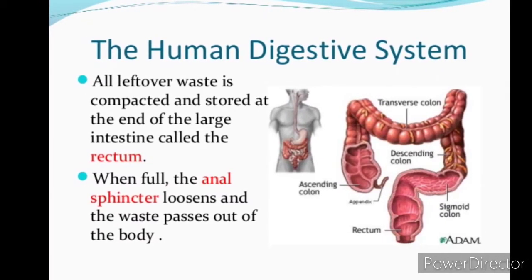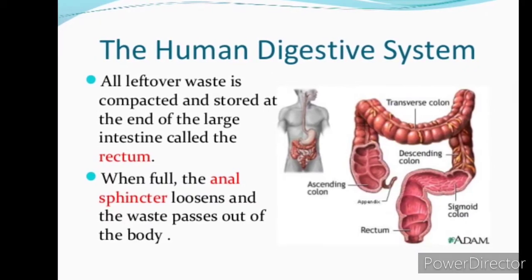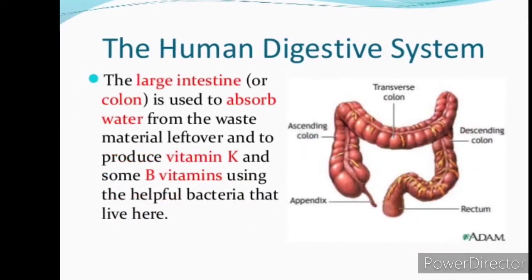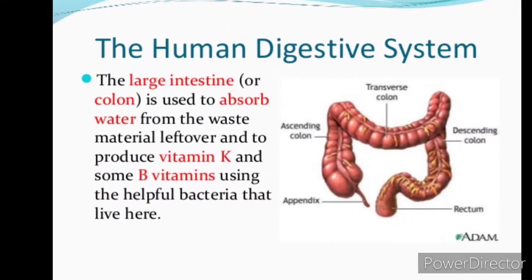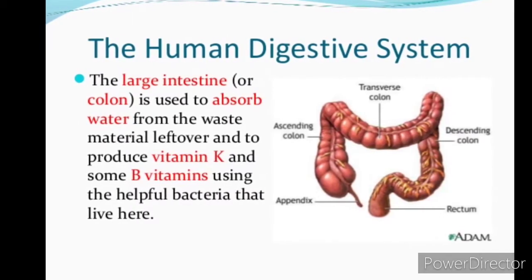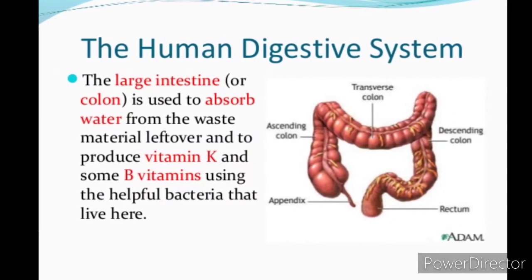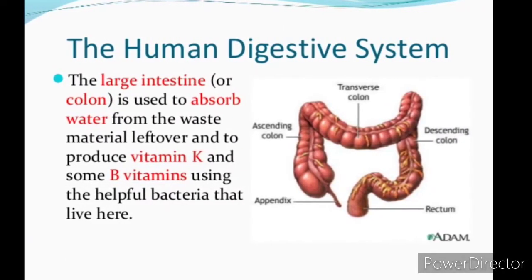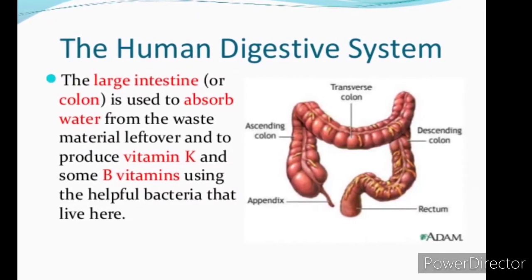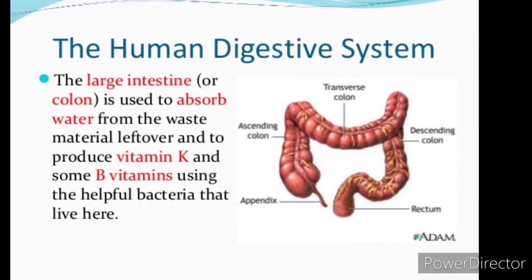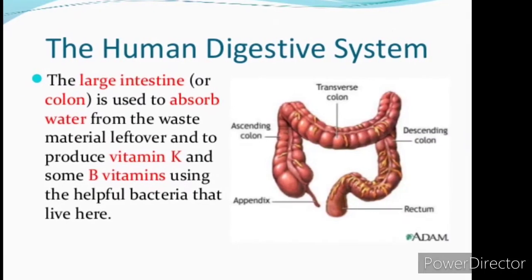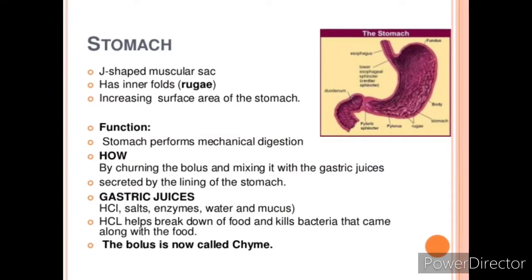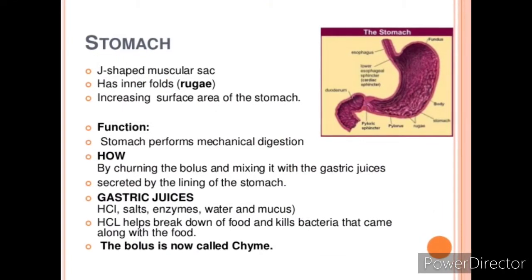The bowel movements will go on, and by this defecation process, the large intestine is used to absorb water and waste materials, and the leftover, produced vitamin K and vitamin B, helps bacteria to live there. After that the leftover food will be pushed into the rectum, and this rectum will give a trigger to our nervous system, and we will feel the need to defecate that waste material, that is bowel movements.